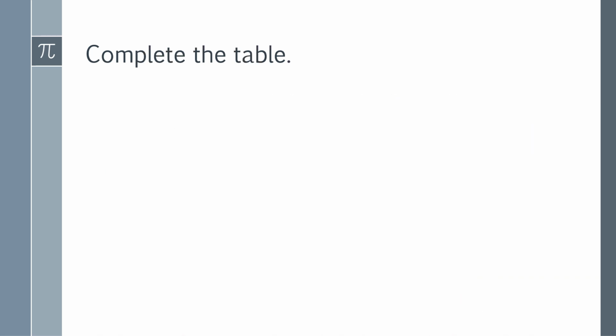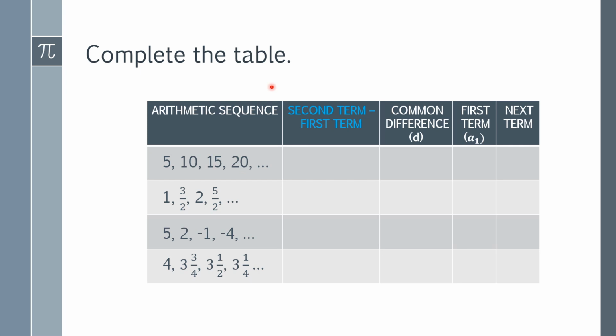Since you now have the idea on how to find the common difference and the next term, let us now try to complete the table. Given the arithmetic sequence, we will identify the common difference, the first term, and the next term. So let us try number 1. 5, 10, 15, 20. Let us find the common difference first.